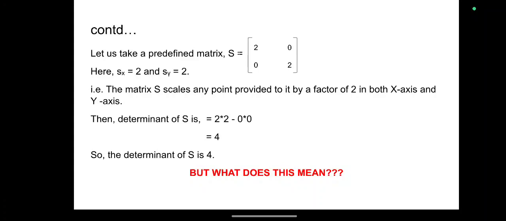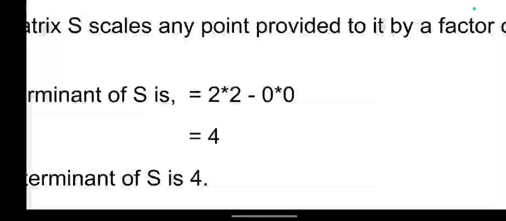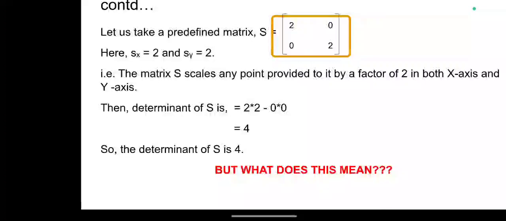We defined a scaling matrix, which was sx 0 0 and sy. Keeping the values of sx and sy as 2 and 2 for both scaling factors, we get the following scaling matrix. This scaling matrix scales both the x coordinate and y coordinate by a factor of 2. Now calculating the determinant of the scaling matrix, we get 2 times 2 minus 0 times 0, which is equal to 4. So the determinant of the scaling matrix is 4.